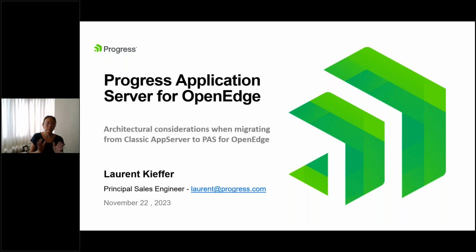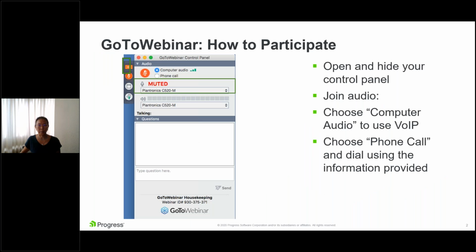While people are coming in, I'll go through the introduction. Good morning, good afternoon, wherever you are. Thanks for taking the time today to join us in this webinar. The topic we're focused on today is architectural considerations when migrating from classic AppServer to Progress Application Server OpenEdge, which we call PASOE. Our presenter, Lauren Kiefer, is calling in from France, far away from APJ, very early in the morning to deliver this presentation.